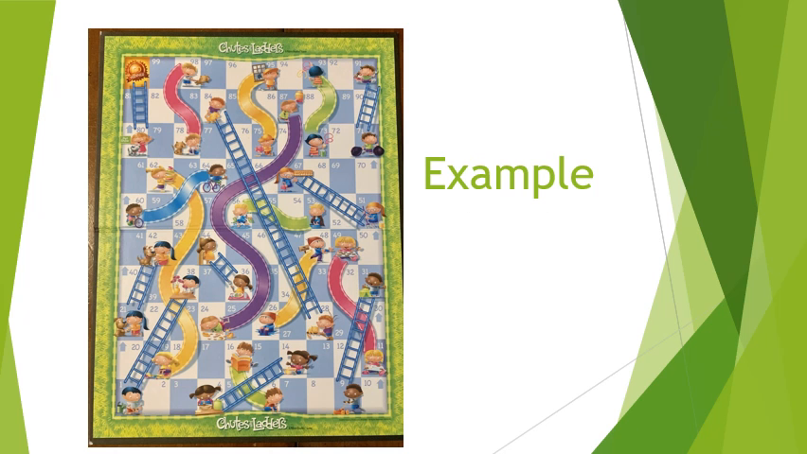A really good example of how the Markov chain works is a famous board game that I used to play as a kid. It's called Chutes and Ladders. The goal of the game is where you start from square one, which is in the bottom left corner, and your goal is trying to reach the 100th square, which is in the top left corner.